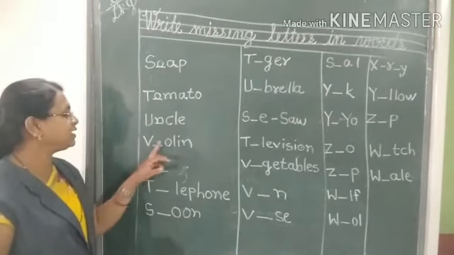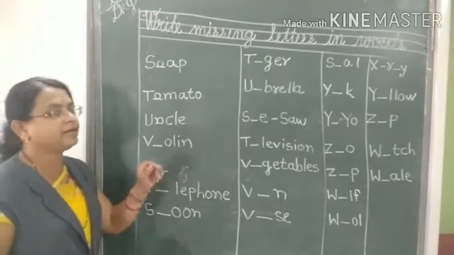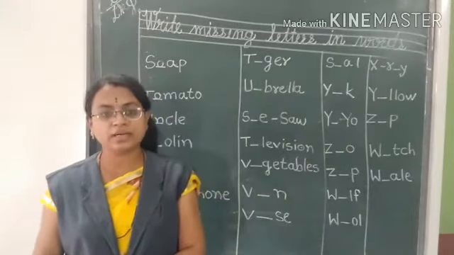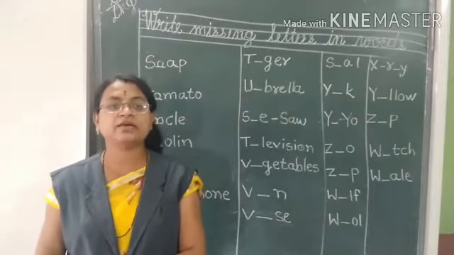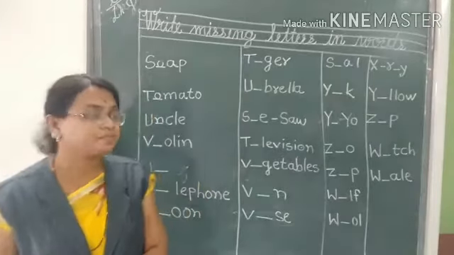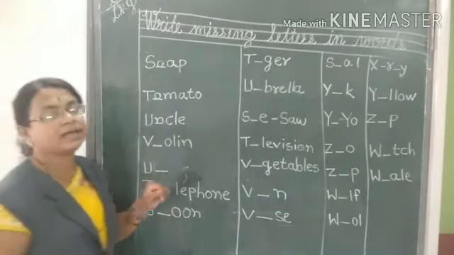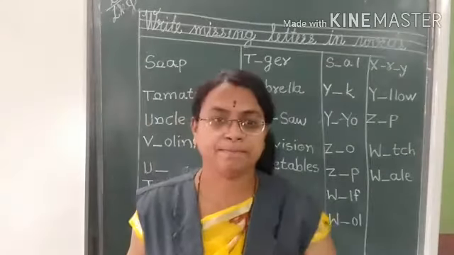B dash O L I N. This is the spelling of violin. So tell me the violin spelling. B I O L I N. Violin.